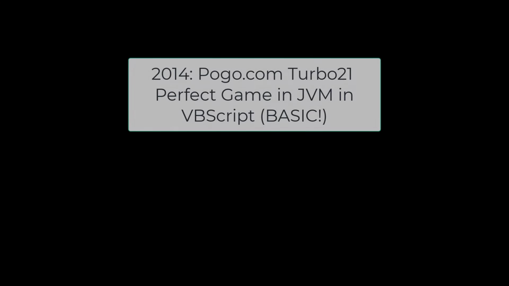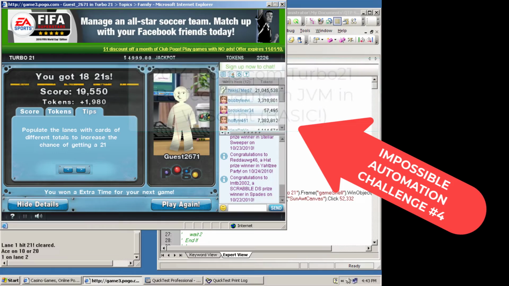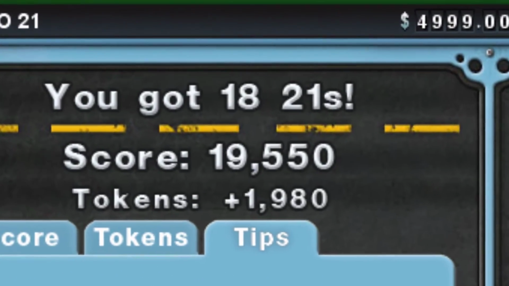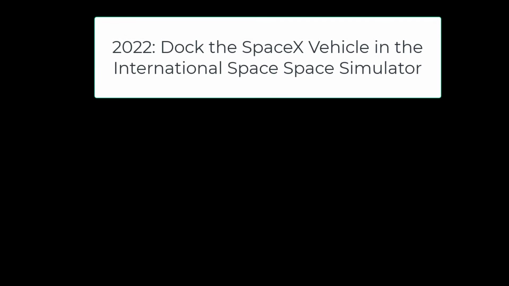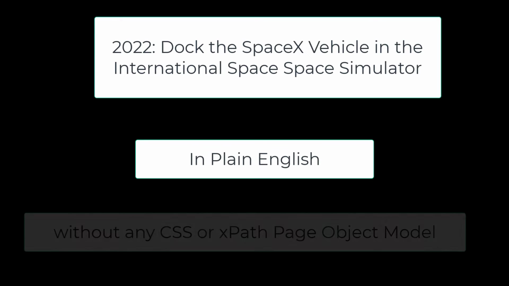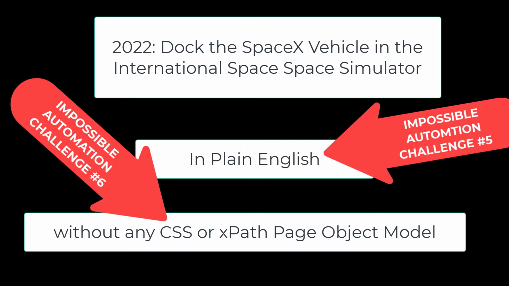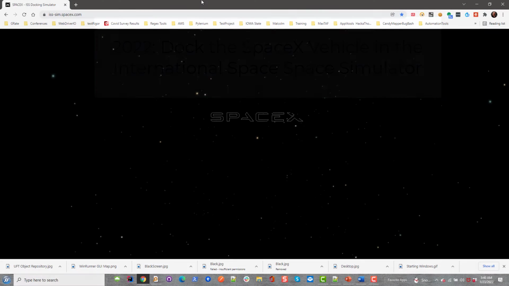Then in 2014, I did the next impossible thing, which was to port that code to VBScript. That's right, BASIC. And played a perfect round with 18 hands of blackjack. And now here it is in 2022, and I'm going to dock the SpaceX vehicle in the International Space Station Simulator in plain English without any CSS or XPath or even any Java.